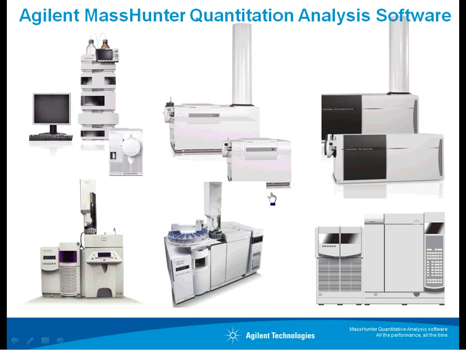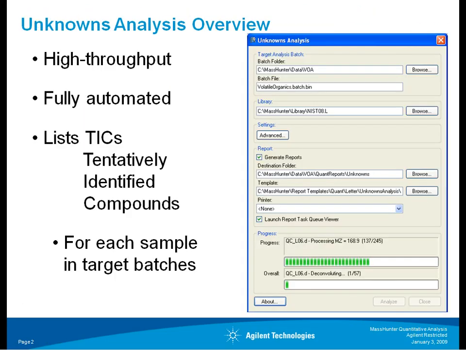All right, let's say a couple of words about the background for unknowns analysis. Unknowns analysis is a high-throughput, fully automated technique which lists tentatively identified compounds for each sample in a target batch. So when we run unknowns analysis, you'll be asked for the batch and the library you want to search against. You'll be allowed to set any parameters that you want to adjust. You can generate a report associated with that, and it will go through sample by sample and produce a sample-based analysis giving you a list of unknowns.